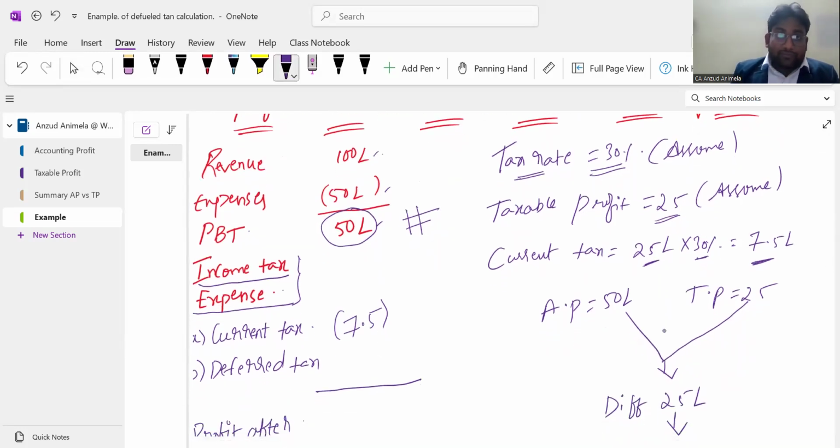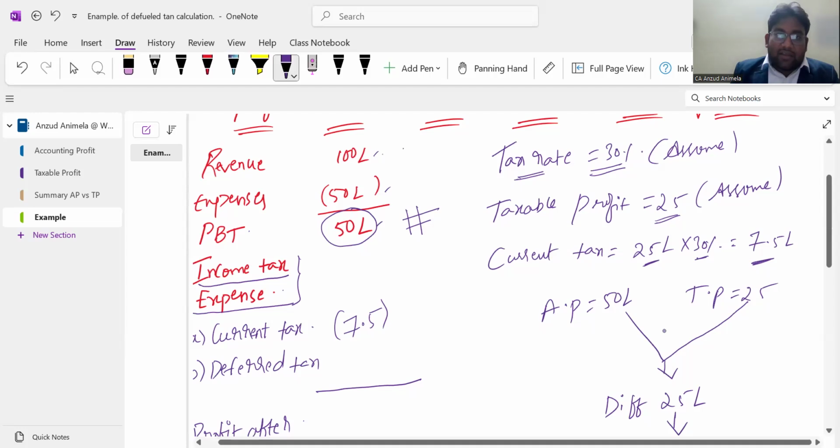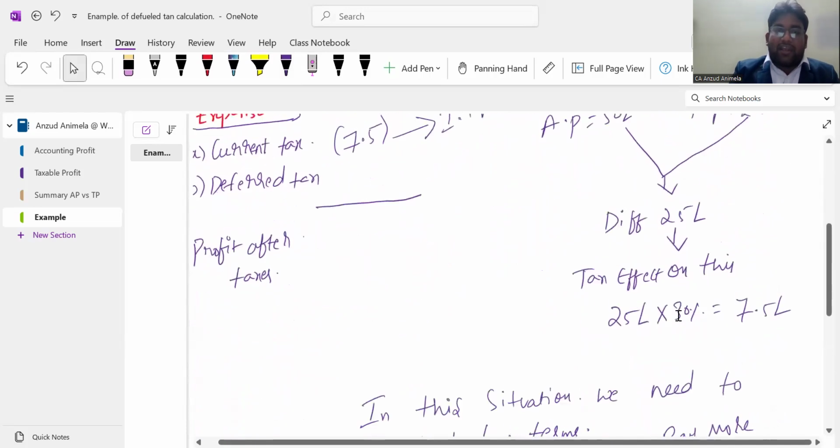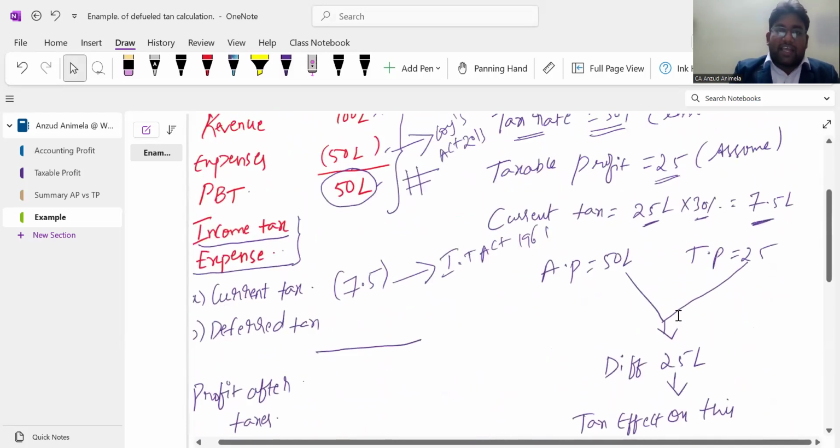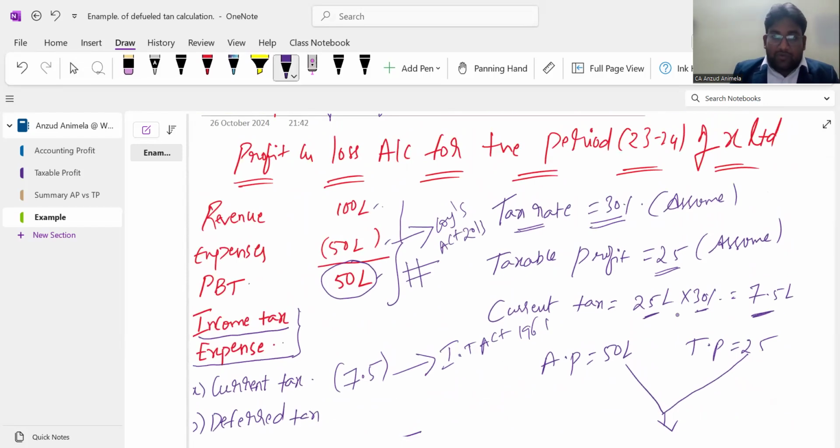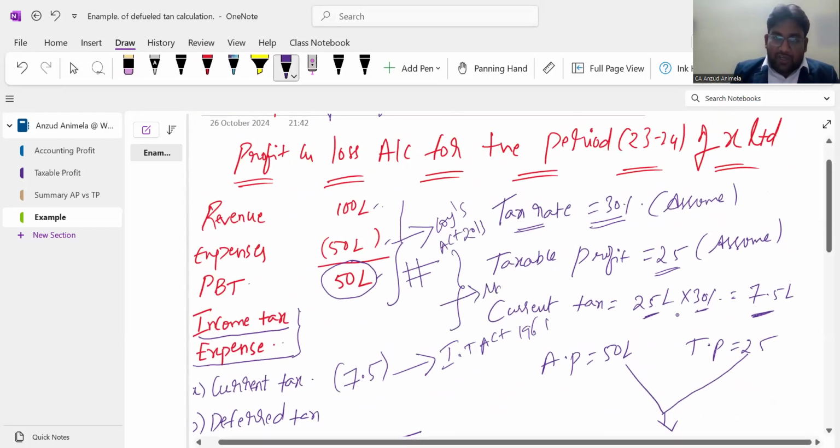Now, if you observe, 100 lakhs revenue, 50 lakh expenses, and the profit before tax is 50 lakhs, which has been prepared in accordance with the Companies Act 2013. This 7.5 lakh has been prepared in accordance with the Income Tax Act 1961. Here, see, it is clearly violating the, which concept? Matching concept in accounting. It is violating the matching concept.